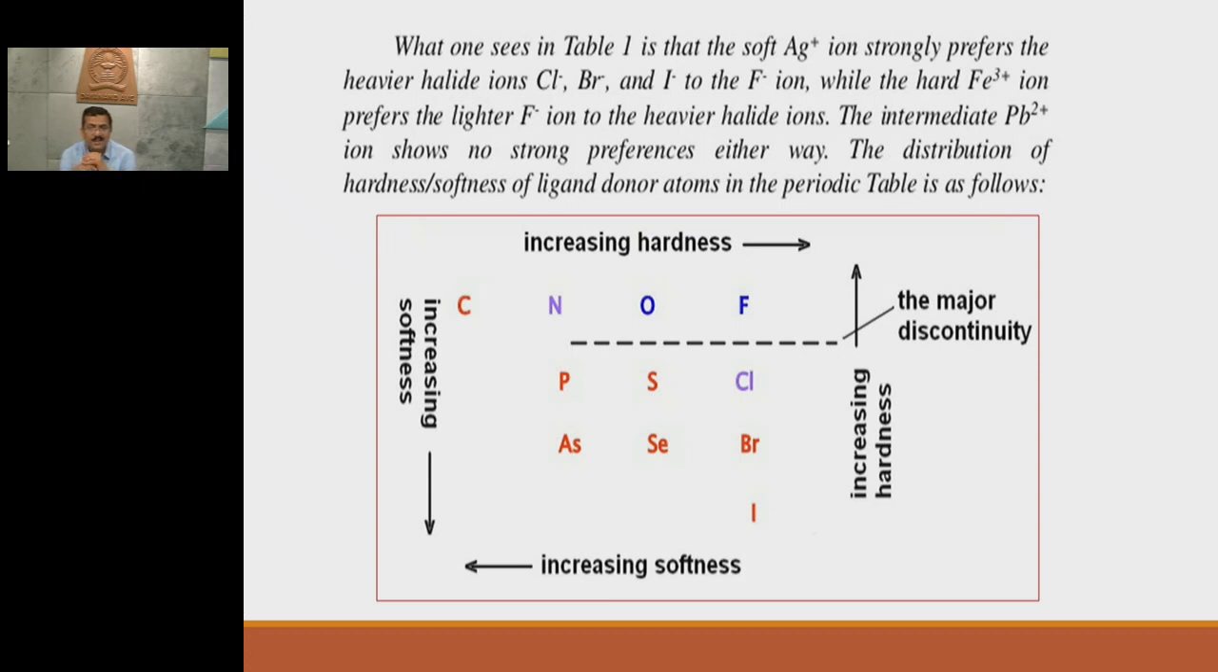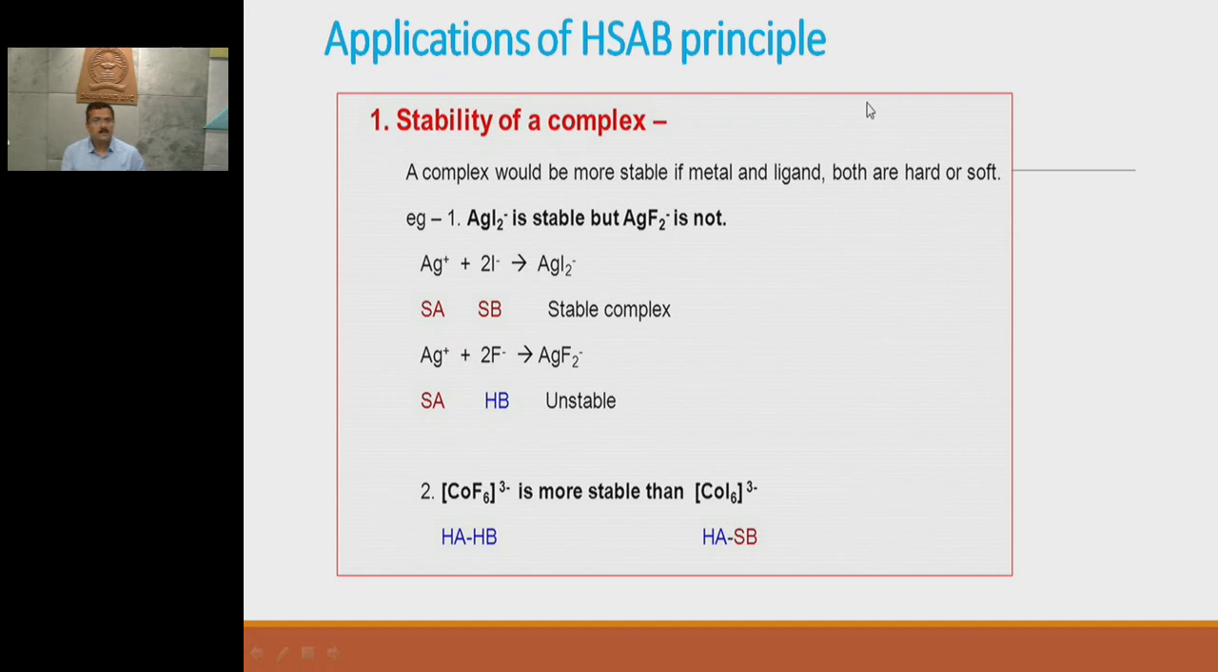So this gives an idea about the interaction of hard and soft acids and bases. Then this is one typical example, or what we call an application of HSAB. In that application, the complex would be more stable when the metal and ligand are both on the harder side. So the stability of a complex can be well explained with this HSAB principle. How? I will tell you. AgI2 minus is more stable than AgF2 minus. So what is the reason behind that?